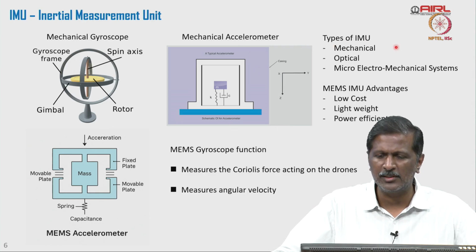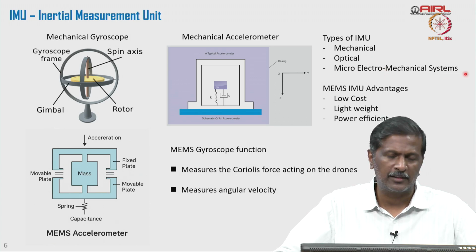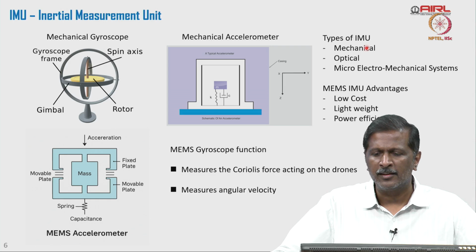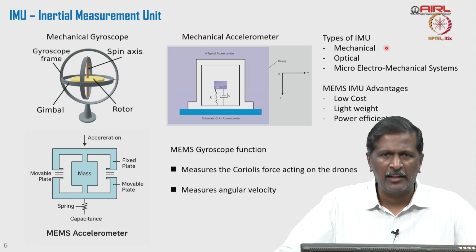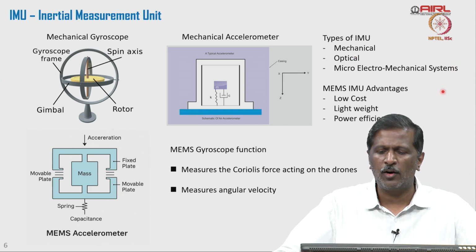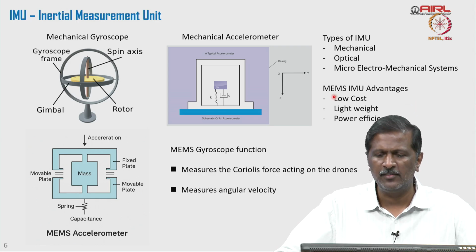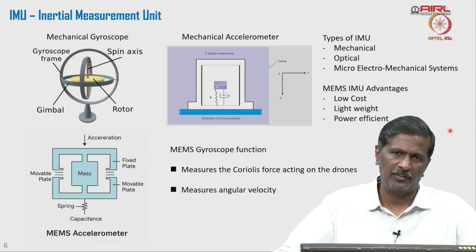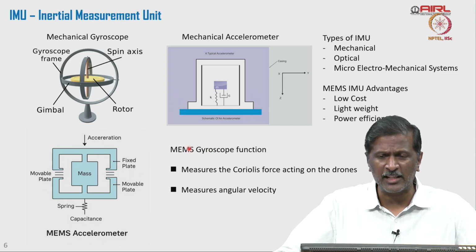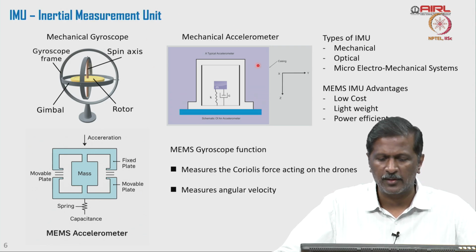There are different types of inertial measurement units available. One is mechanical, another is optical, and the third is the micro electromechanical system, MEMS as we call it, right. Mechanical ones are going to be heavy, and optical ones are very precise but very costly. So MEMS based systems are playing an important role in robotic navigation as well as drone navigation. The reason is they are low cost, lightweight and power efficient, right. That is why we try to use MEMS based IMU units in drones, right.